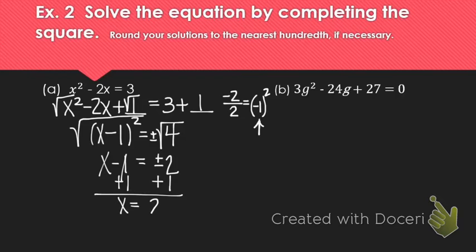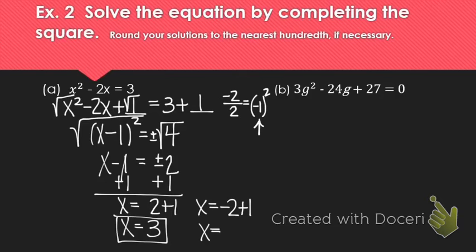We have x equals a +2 plus 1, and x equals a -2 plus 1. What is 2 plus 1? 3. Good. And what is -2 plus 1? -1. So if we were to graph this quadratic equation, it would cross the x-axis at 3 and the x-axis at -1.